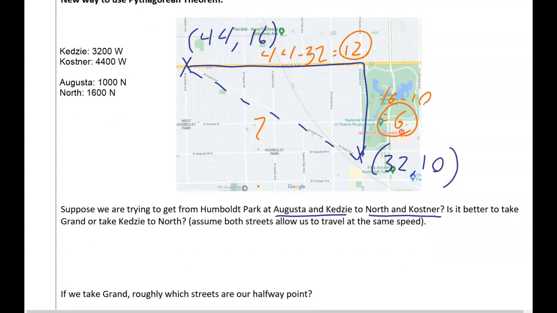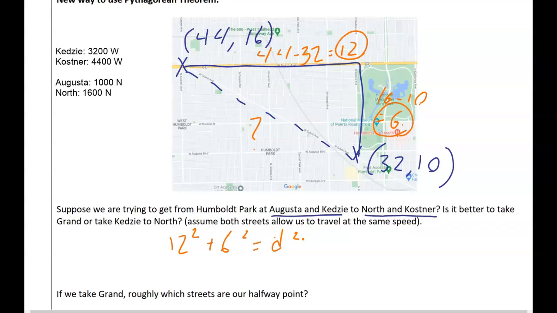Well, we already know the math to do that, right? We could do 12 squared plus 6 squared equals, I'm going to call that D squared, but it's really C, right? And then I get 144 plus 36, so 180 is D squared. So D is the square root of 180.